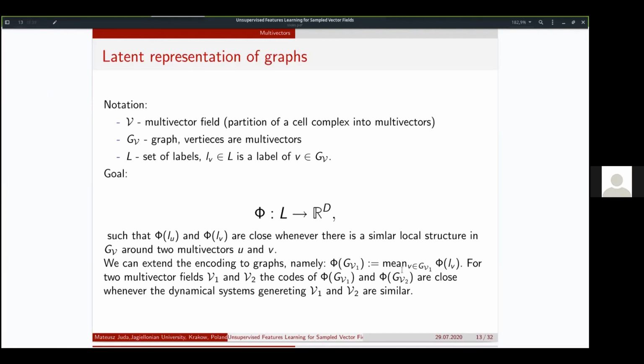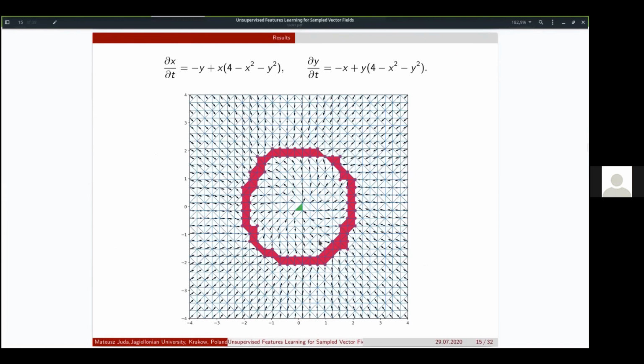So in the next sections, I will tell you how we can compute that embedding phi. But before that, I would like to share some information about our results, what we can achieve with such embeddings. So let's take a very simple example.